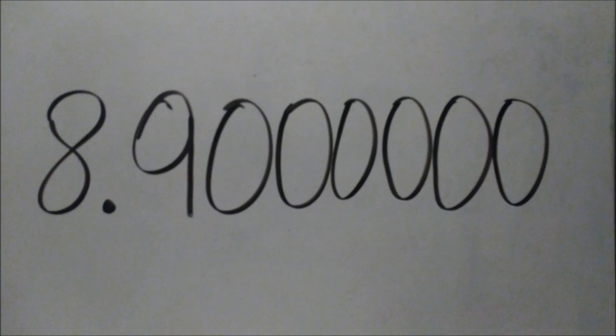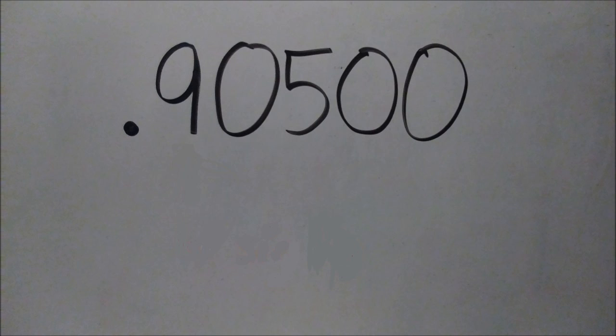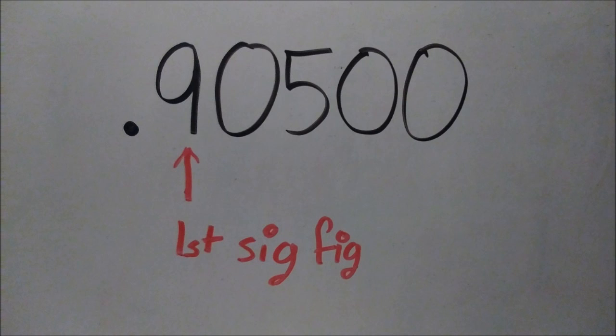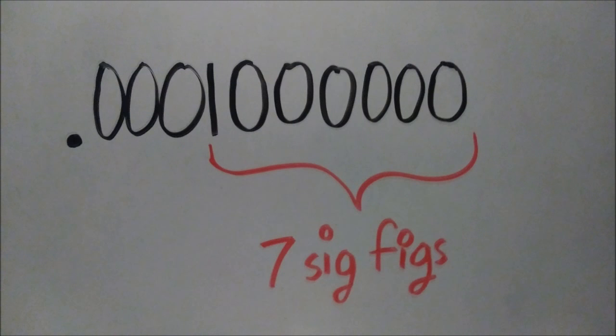In the case of numbers larger than 1 with decimal places, any digit in the decimal is a significant number. So 8.9000000 has 8 significant figures. When looking at numbers smaller than 1, such as 0.90500, the first digit that is not 0 is the first significant number. Any number to the right of the first significant figure is significant. So this number has 7 significant figures, with the first significant figure being the 1.